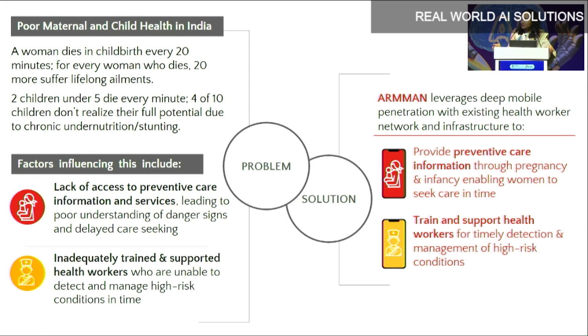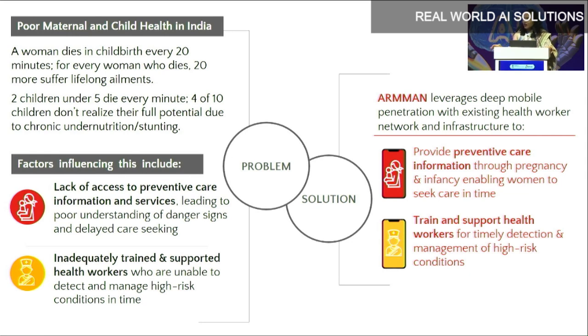Arman runs multiple large-scale technology-based programs to target maternal and child mortality and morbidity, and our programs fall into one of 2 buckets. One, programs that empower women with preventive care information through pregnancy and infancy, and the idea there is to encourage health-seeking behavior. And 2, programs that train and support health workers to provide better quality of care with a focus on timely detection and better management of high-risk conditions.